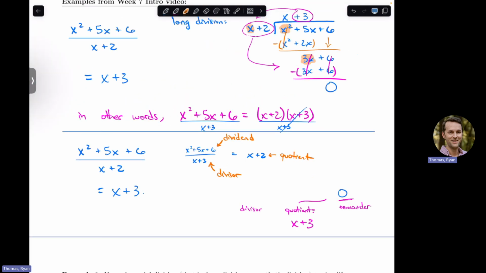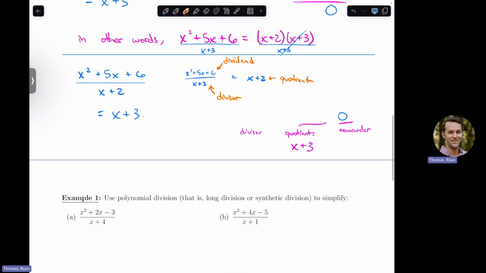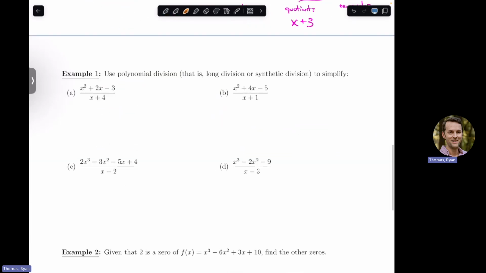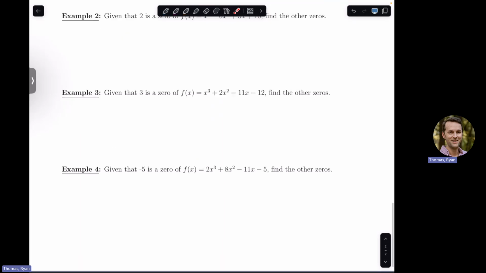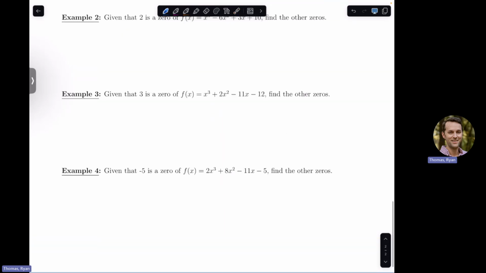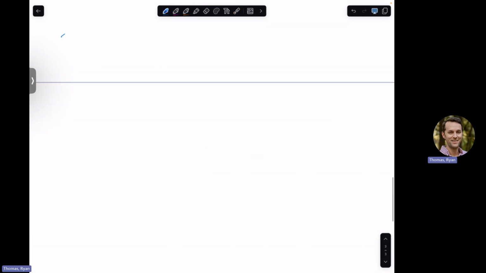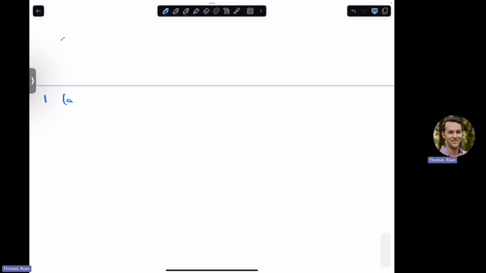So the video that I posted for this week that surely you all watched covered how you do long division and how you do synthetic division. So what we need to do is practice with that. So here are some problems. Start with A. I'm going to go to where I have some room.